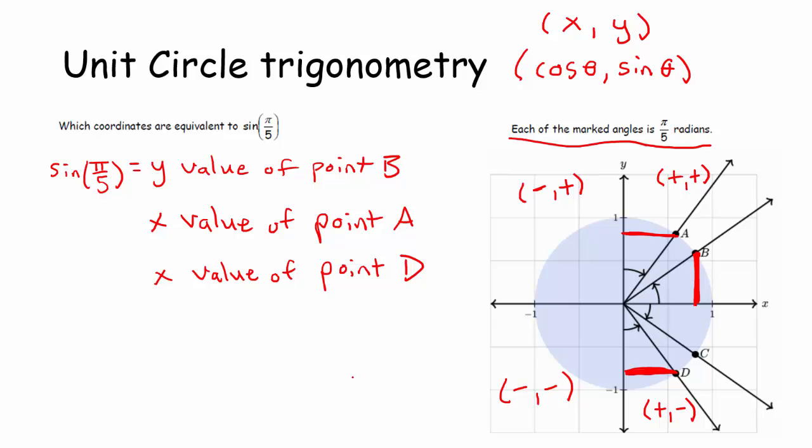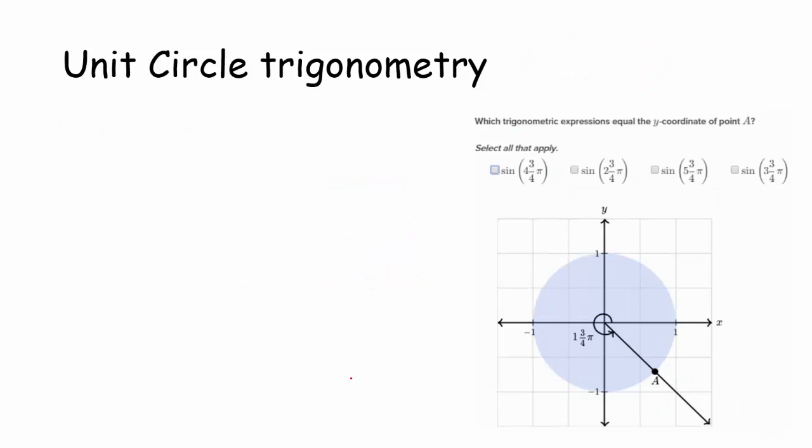These problems are pretty tricky. So let's look at this here. Now we want to figure out which of these trigonometric expressions, selecting all that apply. It could be none, it could be all of them, it could be one or two of them. We've got to figure it out. Which of them equal the y coordinate of point A? So here's point A. Which of these equals the y coordinate of point A?